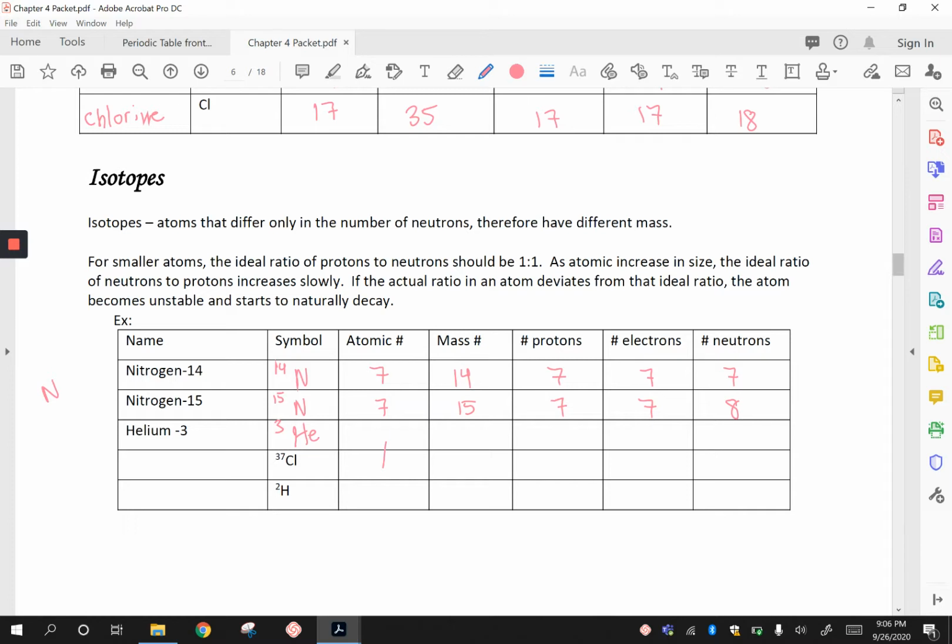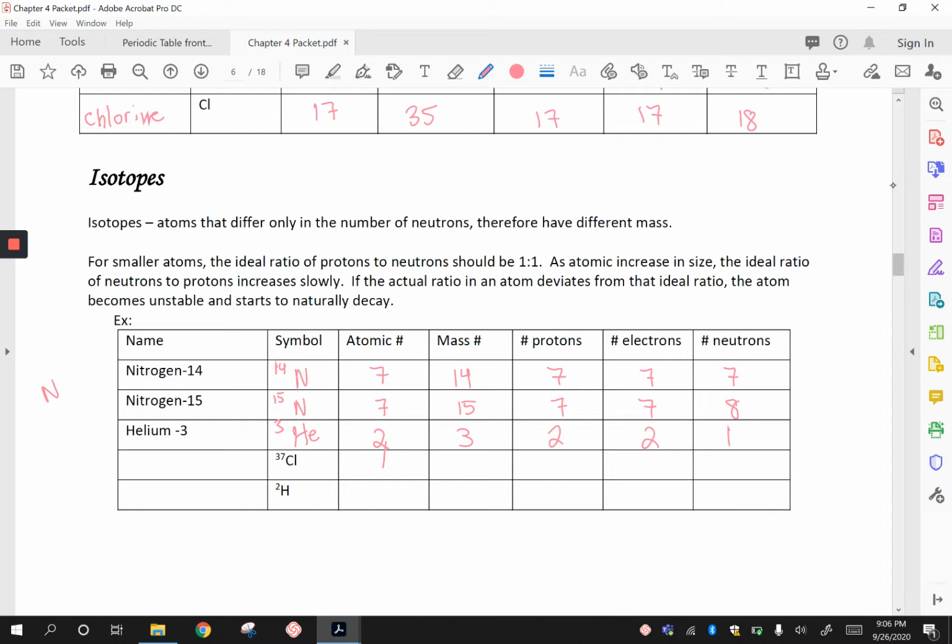It is 2, which means 2 protons, 2 electrons. The mass number, we don't look that up on the periodic table because they give it to us. It is 3. So 3 minus 2 is 1 neutron.